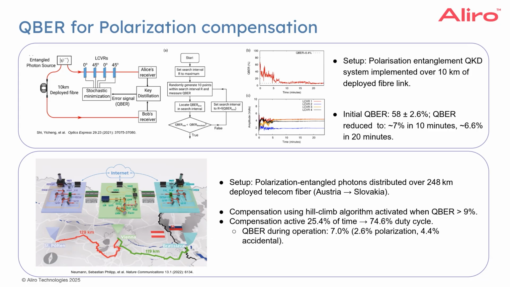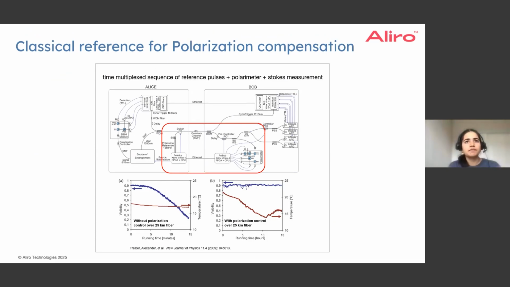What we see here is these examples highlight that the choice of compensation strategy affects how long the system has to dedicate to key generation versus stabilization, and this is largely dependent on the link losses, link distance, and the pair generation rate. And based on that, a choice of hardware controllers and the approach that should be used for compensation should be decided. Let's also see some examples next where classical reference was used for polarization compensation.